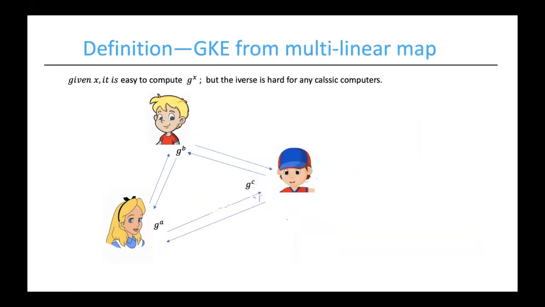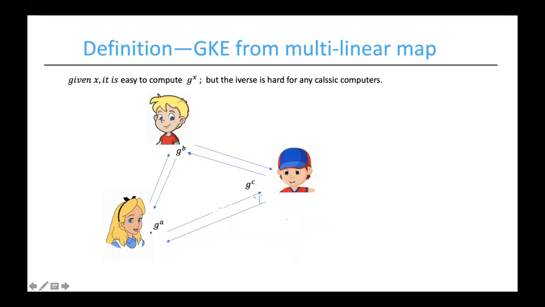Here's a very simple example from the bilinear map. Given x, it's very easy to compute g^x in a group, when we say that g is a generator of a cyclic group. We say it has a very large order, like 2 to the 100, and the group key exchange protocol is running like that.